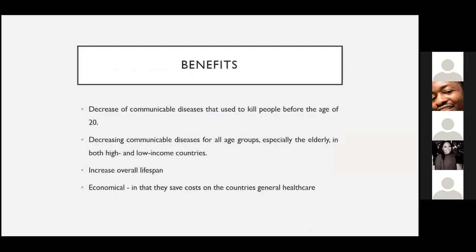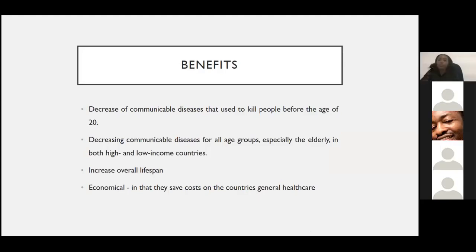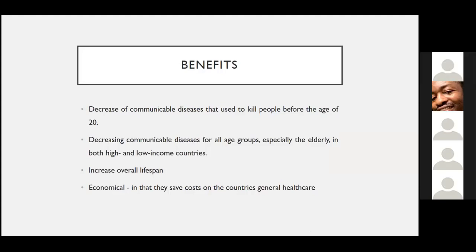So what are some of the benefits of vaccines? They decrease communicable diseases that used to kill people before the age of 20, as well as decreasing diseases for all ages, especially the elderly, both in high and low income countries. They increase overall lifespan, and economically, they save countries costs on general healthcare.